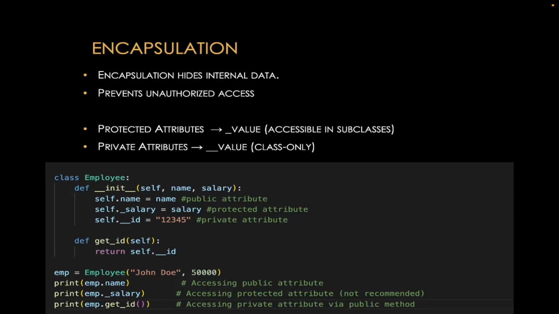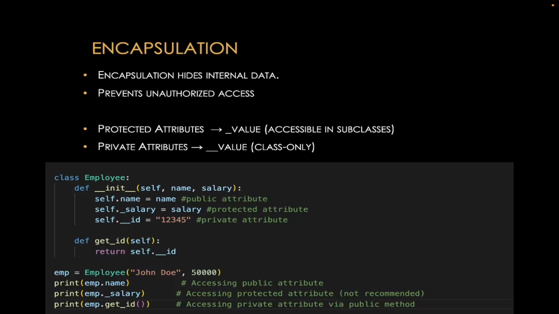And third one is public attribute, which can be accessed outside the class. Here the name is the public attribute. Salary starts with a single underscore, which represents it's a protected attribute. So we can use it outside the class, but it is not recommended.